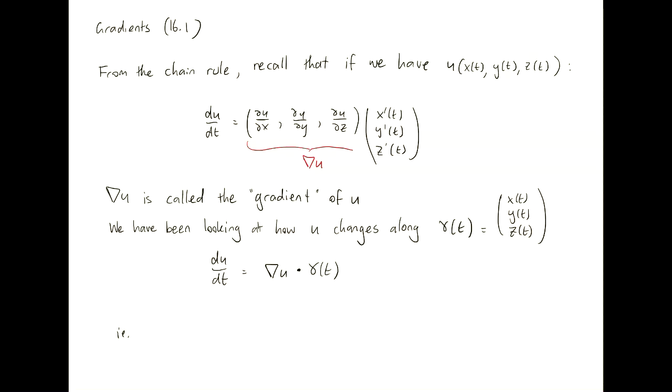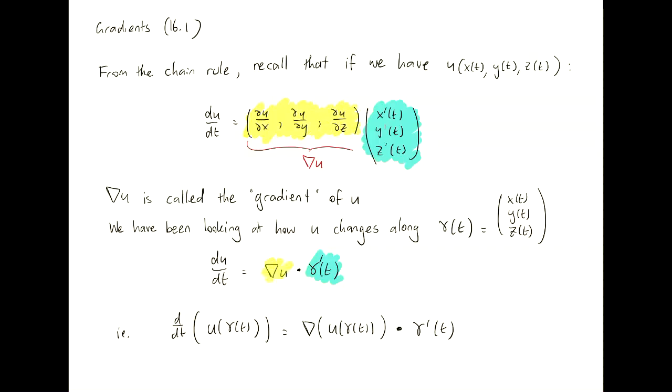So d/dt of u of gamma of t, because u just takes in gamma as an input, is the gradient of u of gamma of t, dotted with, sorry, this should have been that, gamma dashed of t. So we took gamma dashed, put it there. We took the gradient, we put it there. And what we get is something that looks remarkably like the single variable chain rule. And this is not a coincidence, if everything sort of falls down to that in one dimension.